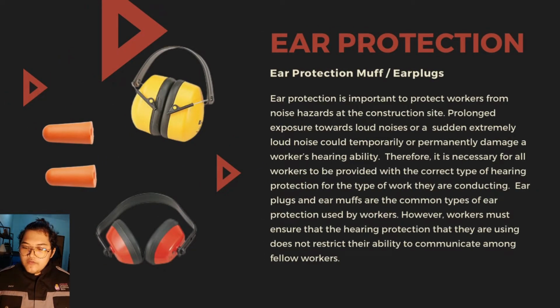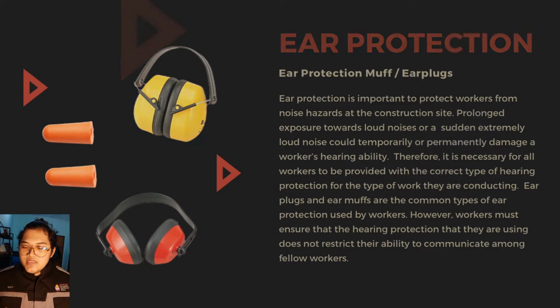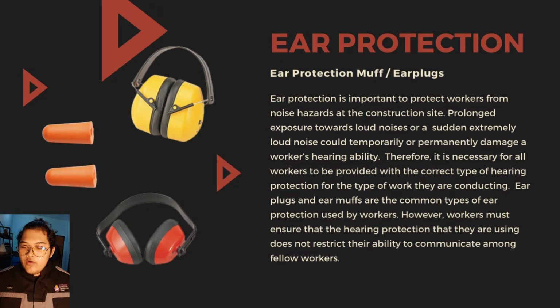Next, we move on to ear protection, where we look at ear protection muffs or earplugs. Ear protection is important to protect workers from noise hazards at the construction site. Prolonged exposure towards loud noises or sudden extremely loud noise could temporarily or permanently damage a worker's hearing ability. Therefore, it is necessary for all workers to be provided with the correct type of hearing protection for the type of work they are conducting. Earplugs and earmuffs are the common types of ear protection used by workers. However, workers must ensure that the hearing protection that they are using does not restrict their ability to communicate among fellow workers for safety purposes.